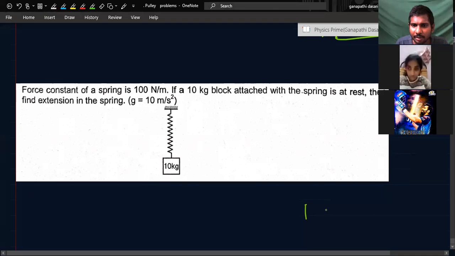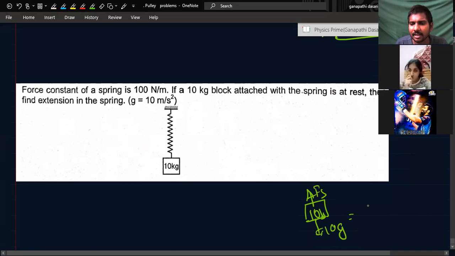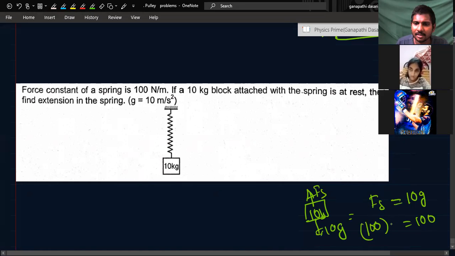Why? If you draw the free body diagram on the 10 kg block, there will be spring force in the upward direction, 10g in the downward direction. If it is at rest, Fs should be equal to 10g, that is 100 newtons. Spring constant is 100, that is kx. 100 into x is 100, so x is equal to 1 meter. Answer will be 1 meter.